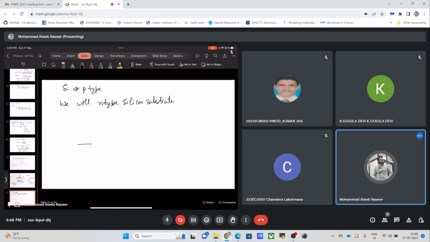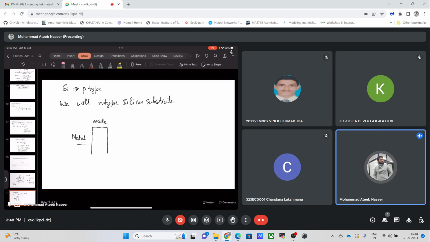Okay, the metal work function is equal to the semiconductor work function, and there is no charge inside the oxide, all the assumptions that I told you previously. So if that is the case, this energy band diagram for this n-type material would simply look like this. This is the metal side. This is the oxide side.